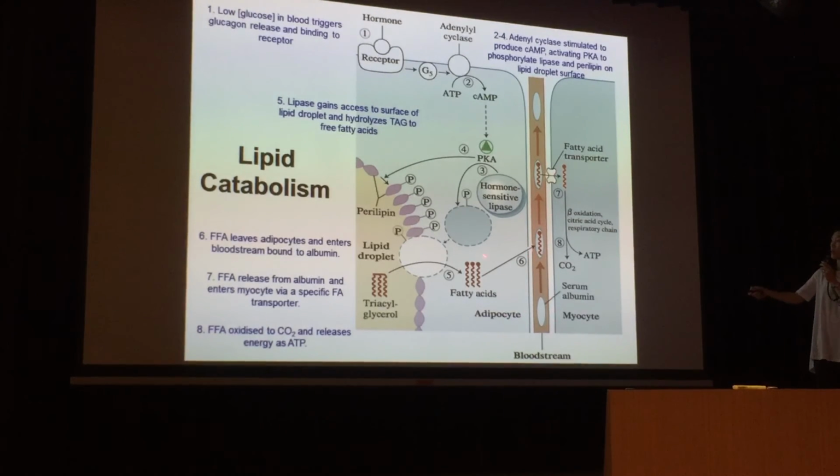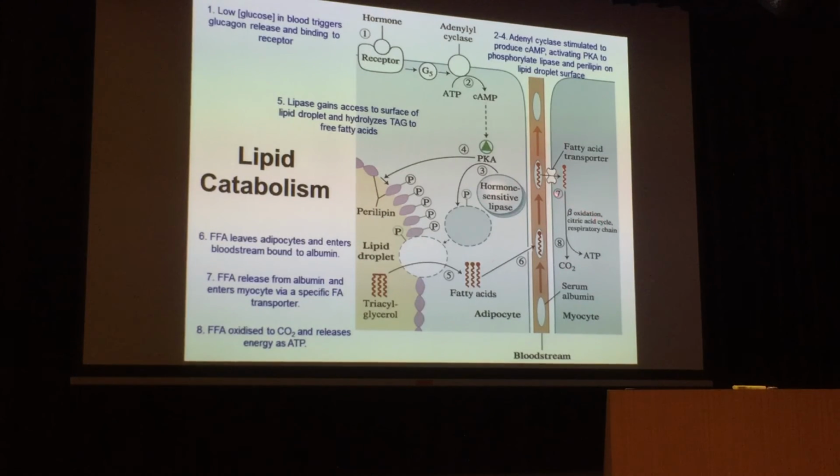Blood is very aqueous, right? Fatty acids, can you imagine, could be huge long chains, C16, C18. So they could be very insoluble. So albumin helps it along by carrying it like a boat in the bloodstream. Once it is near the muscles, there is a fatty acid transporter that allows the fatty acid to enter the muscles, and the fatty acid is then oxidized to carbon dioxide and releases ATP. So it needs to be carried.